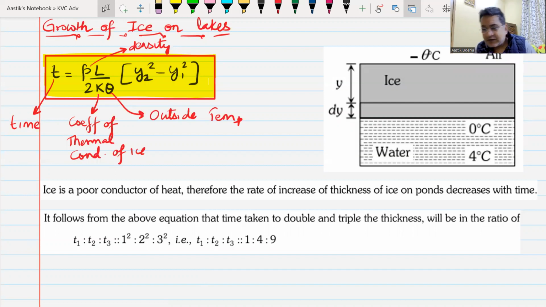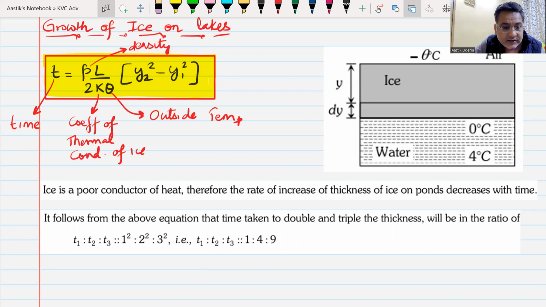Do we understand this? Time taken to form thickness Y will be, let us say, T. From Y to 2Y, if you find how much it will take from 0 to 2Y, it will be 4 times. From 0 to 3Y, it will be 9 times. Do we understand this?